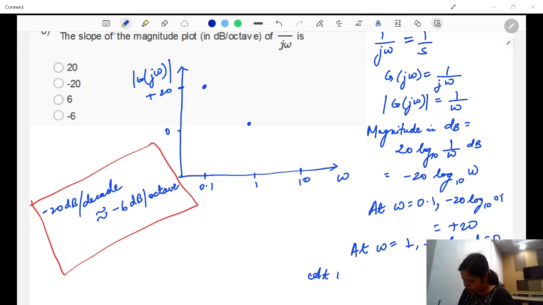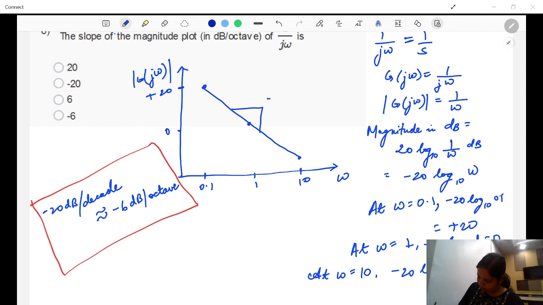At omega equal to 10, the magnitude would be minus 20 log 10 10. It would be minus 20. So it would be here. So you will see this. It's going at minus 20 dB per decade, which is equal to minus 6 dB per octave. All right. So this is the correct answer.